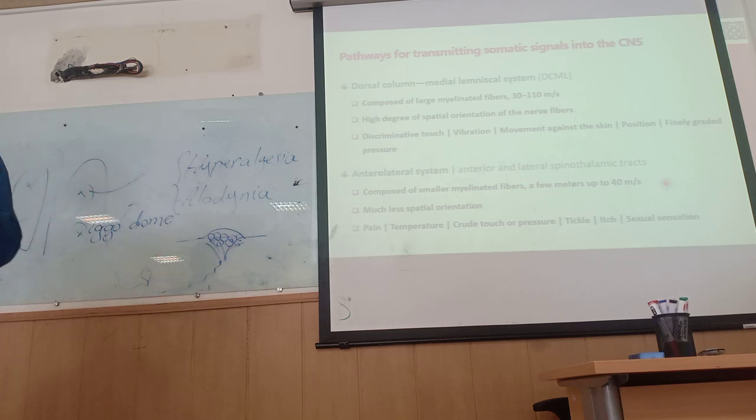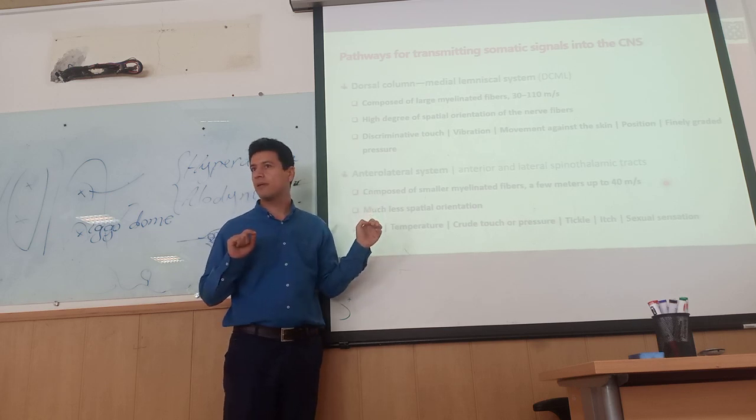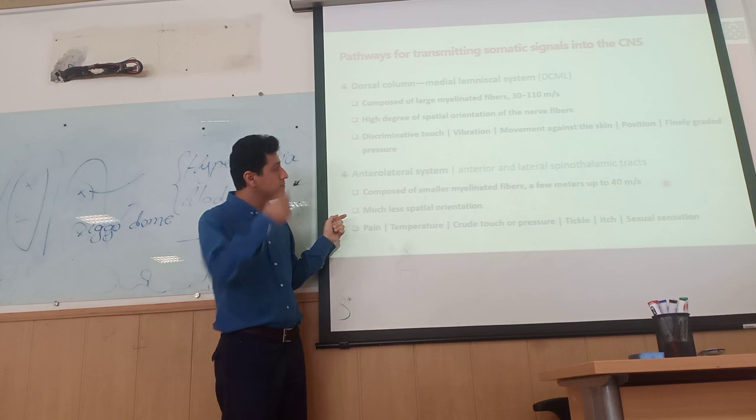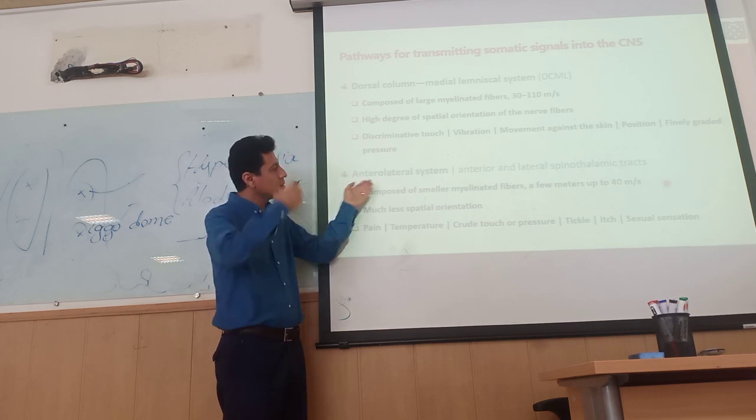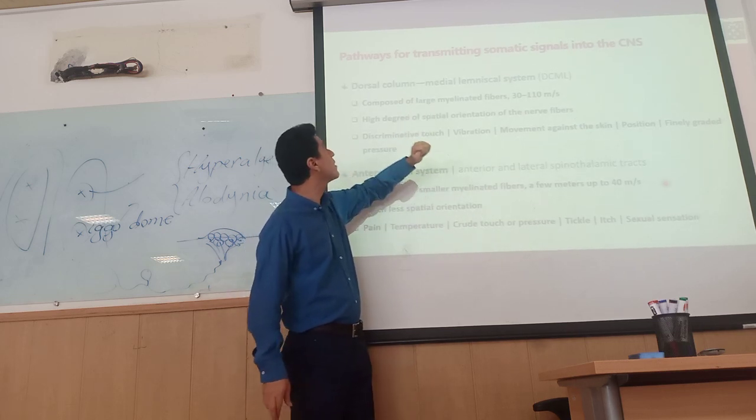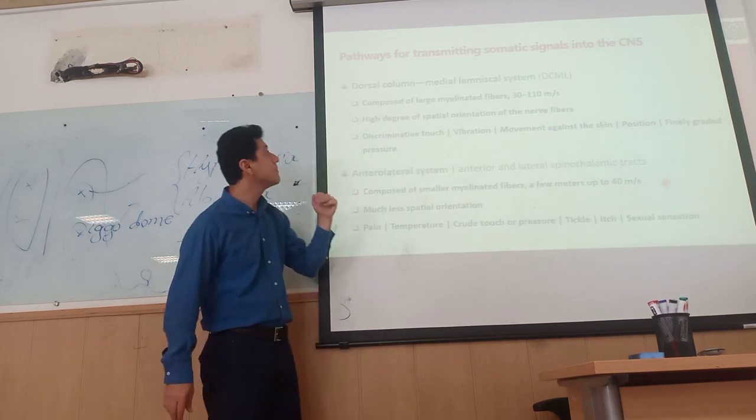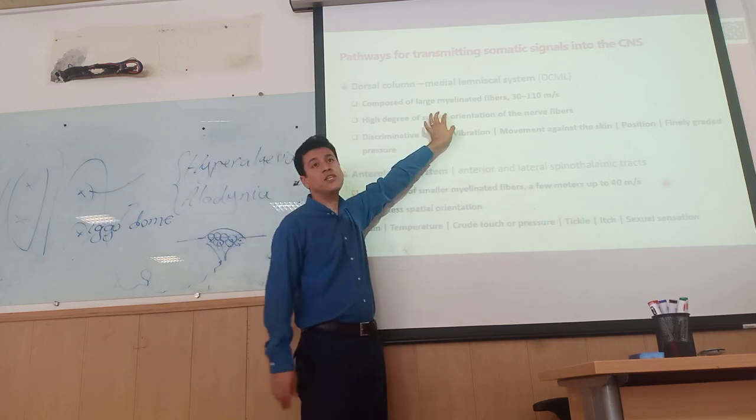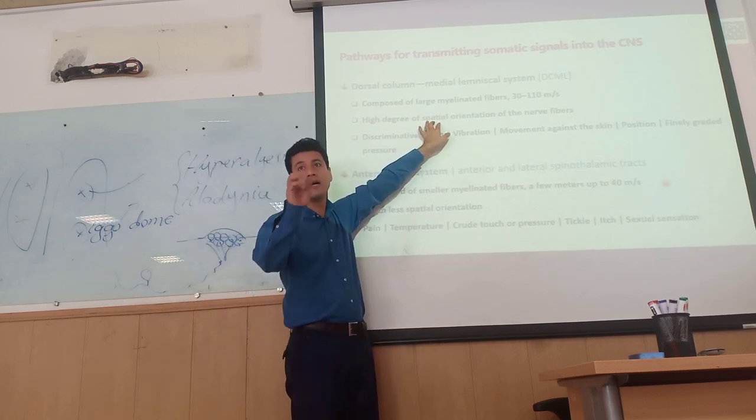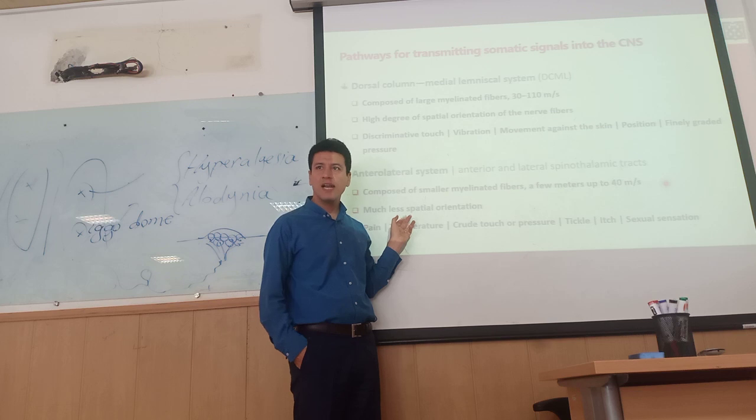The dorsal column medial lemniscal system is composed of large myelinated fibers, A beta. But the anterolateral system uses small myelinated fibers, maybe A delta. So smaller myelinated fibers for the anterolateral system, large myelinated fibers for DCML. So this system is faster than that one. And spatial orientation of the fibers in the DCML system is very high. I will talk about that. But spatial orientation in the anterolateral system is low.